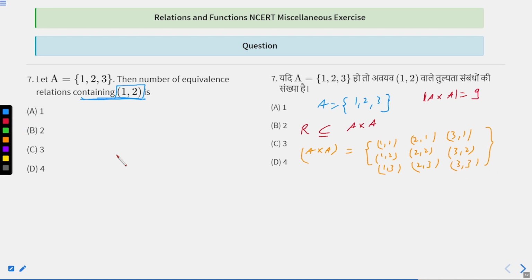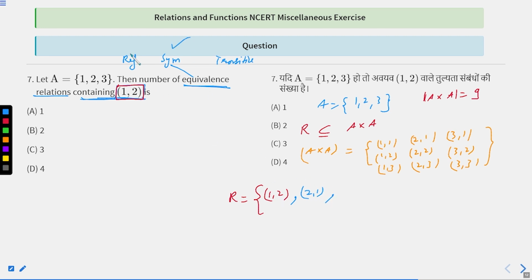Now, first of all, the necessary thing in our relation is this pair, (1,2). So this pair must be in our relation, so let's put it. Now, as my relation will be an equivalence, this means it must be reflexive, it must be symmetric, it must be transitive. If it is symmetric, then if (1,2) belongs to my relation, then (2,1) also belongs to the relation. So symmetric is now satisfied.